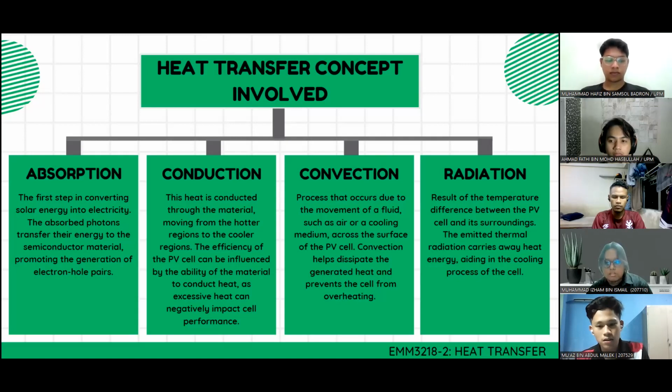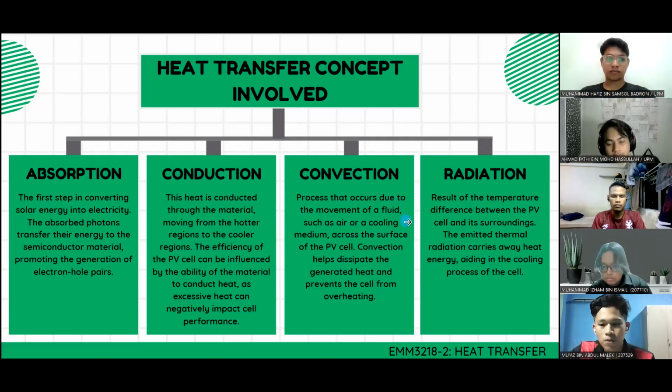The radiation is just like before: the PV cell can also radiate heat through thermal radiation. If we go near the PV cell, we can still feel the heat from the cell itself.